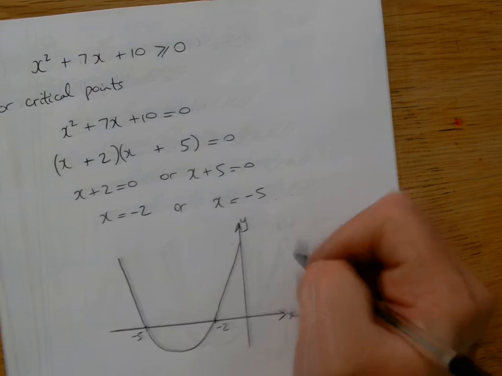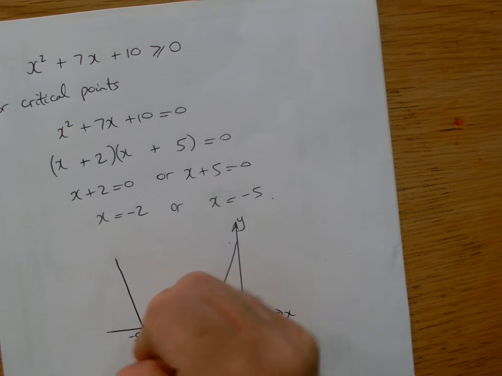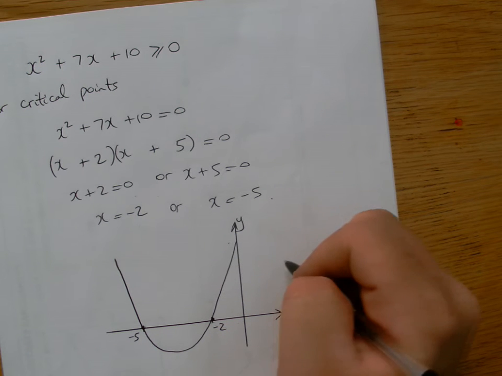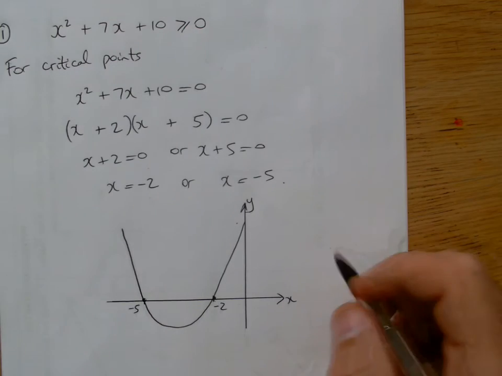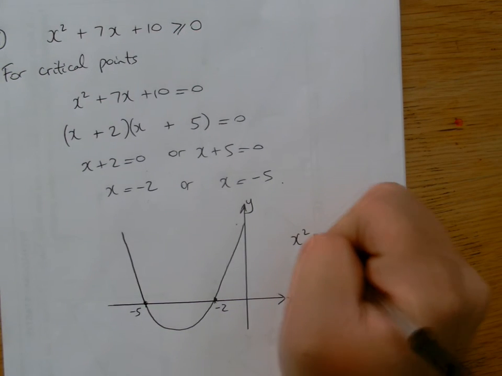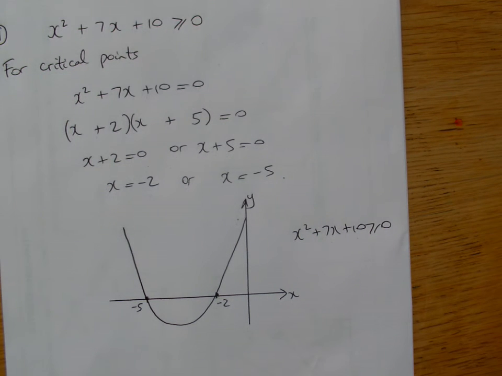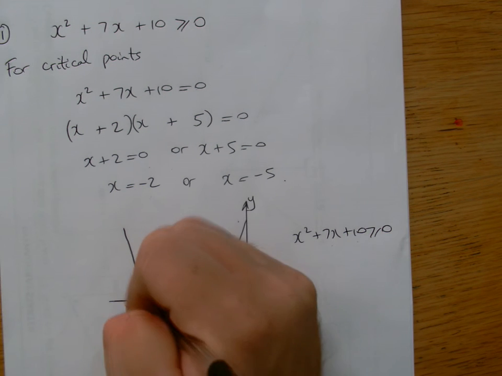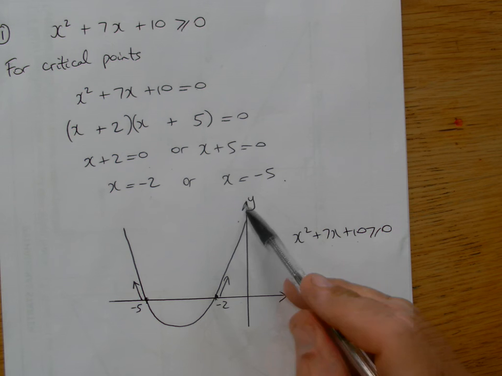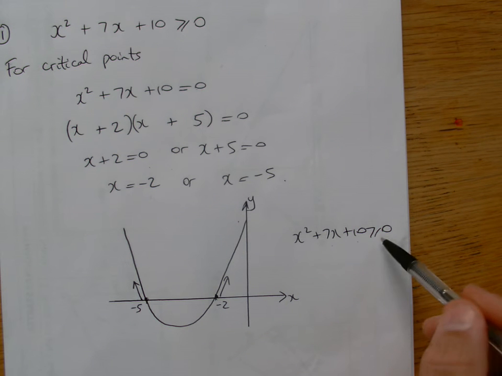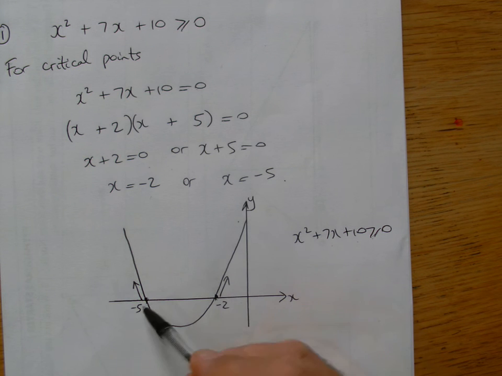Now, remember, these are my critical points. I'm interested to work out whether above or below those points I need to go, so I'm going to solve this inequality. Because I want the curve to be greater than 0, I need to be above 0, don't I? I need my curve to be positive. Now it can equal 0 as well, hence the inclusivity of this inequality, but it has to be positive, above the axis.